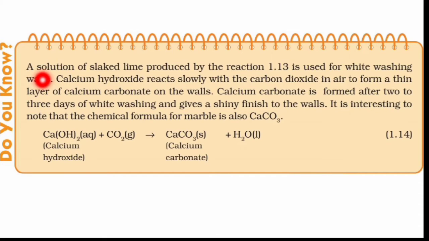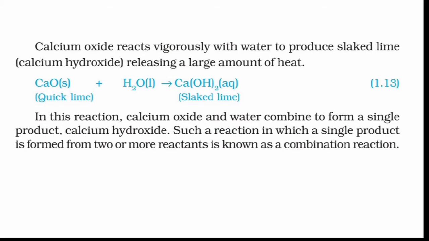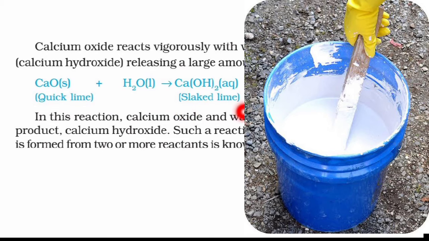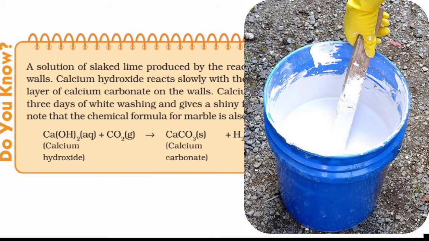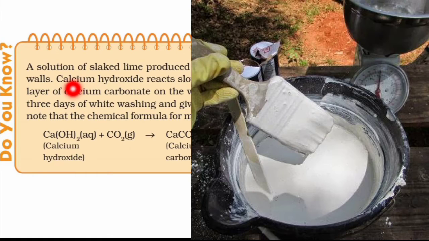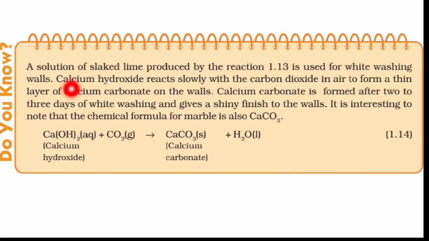Here is an interesting fact to know. If you know, then it's good. If you don't know, then you should know. A solution of slaked lime produced by reaction 1.13, calcium oxide plus water gives calcium hydroxide, is also known as slaked lime, and it is used as what is commonly called putty, which is used on the walls before doing paints. It is white in color and water is added to it. It is like a white cement, and before painting it is applied on your walls to make them well finished and to give a shiny look too.